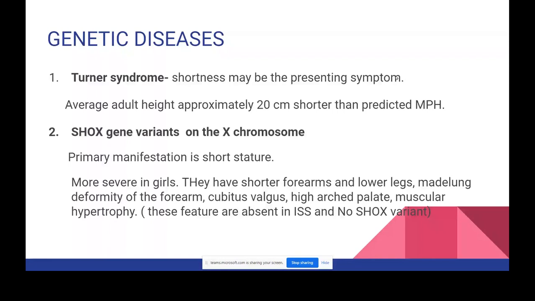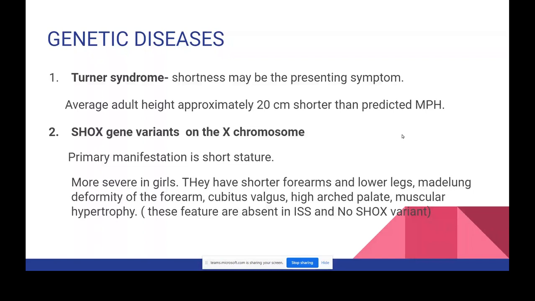Now, when it comes to genetic disorders, very few, like Turner syndrome, you all know they are very short, with primary amenorrhea. And they are very short, meaning if you plot the average adult height, it is approximately 20 centimeters shorter than the predicted mid-parental height. So you all know the features of Turner syndrome, and I will probably not go into those details. And then the SHOX gene variants on the X chromosome.